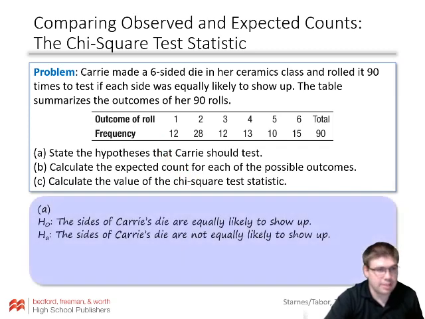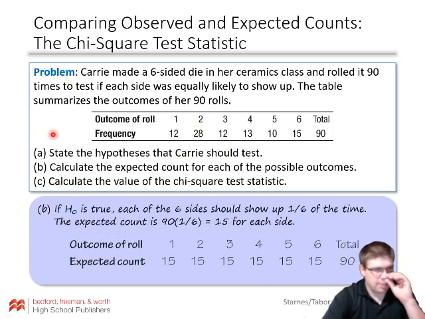So the null hypothesis is that the sides of Carrie's die are equally likely to show up. The alternative hypothesis is that the sides of Carrie's die are not equally likely to show up. You could also say that the probability of a 1 is 1/6, and the probability of a 2 is 1/6, and the probability of a 3 is 1/6. That's another way you could write that out. But we can just say it this way, that they're all equally likely, and that they're not equally likely. At least 2 of them are not 1/6.